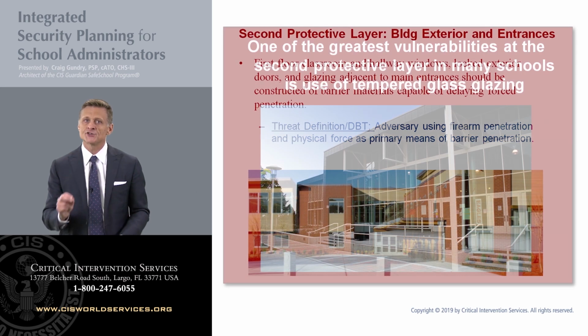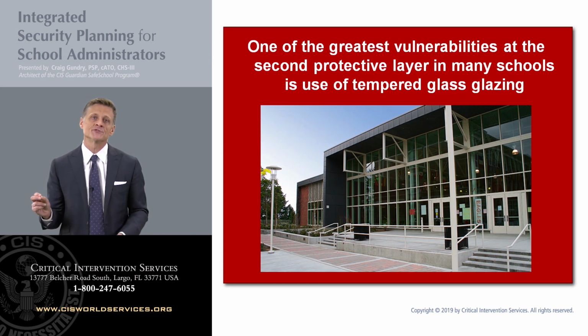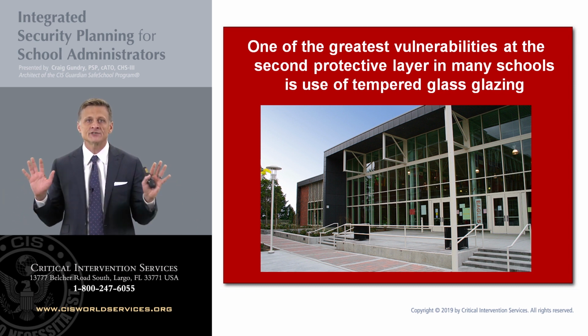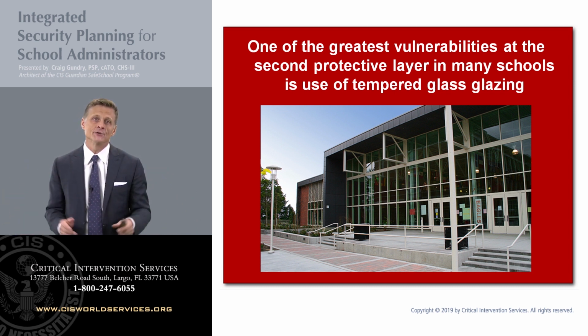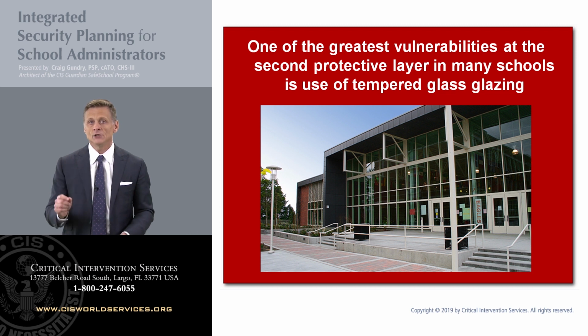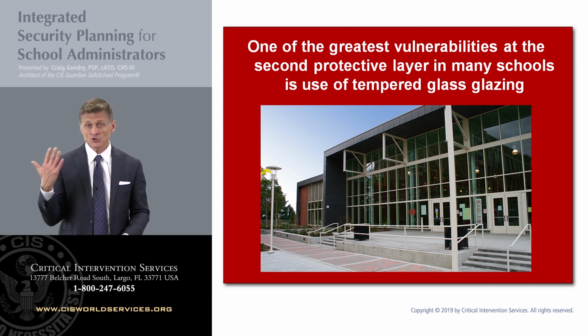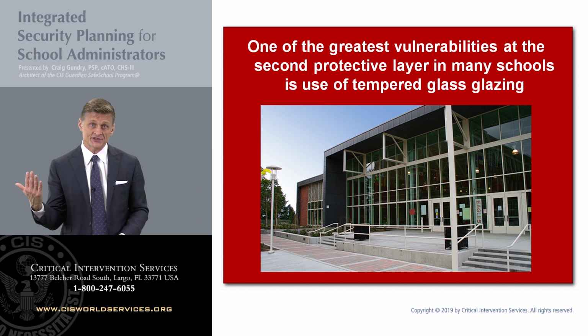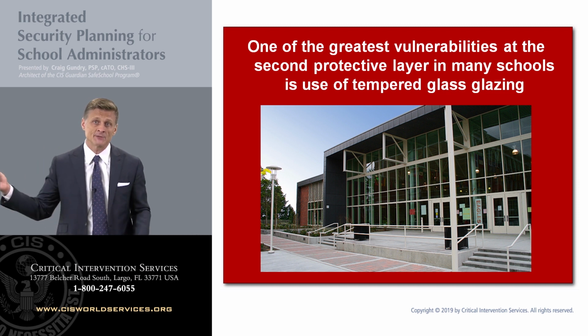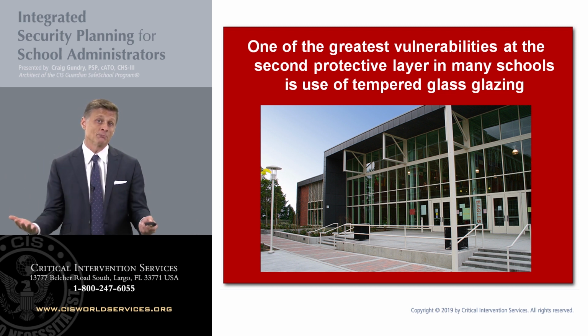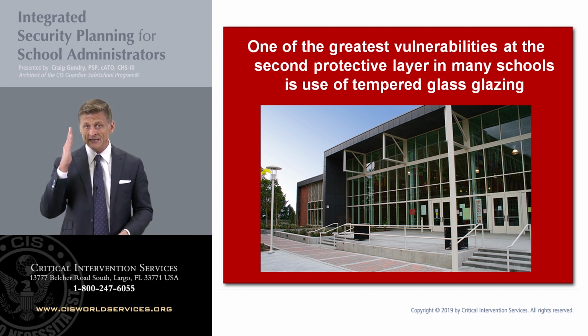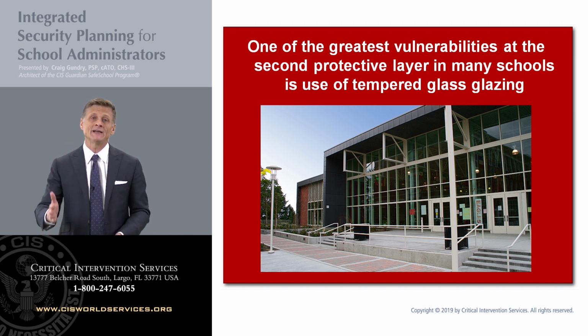Now, one of the greatest concerns that I run into in many assessments of schools is extensive use of tempered glass glazing in exterior facade design. Tempered glass, keep in mind, is considered to be impact resistant. It's considered to be safety glass. And most of it is rated under impact resistance standards in such a manner that if somebody was to bump into it with an object, it will not break. But that impact resistance does not factor in somebody that is intentionally trying to forcibly enter through that window.